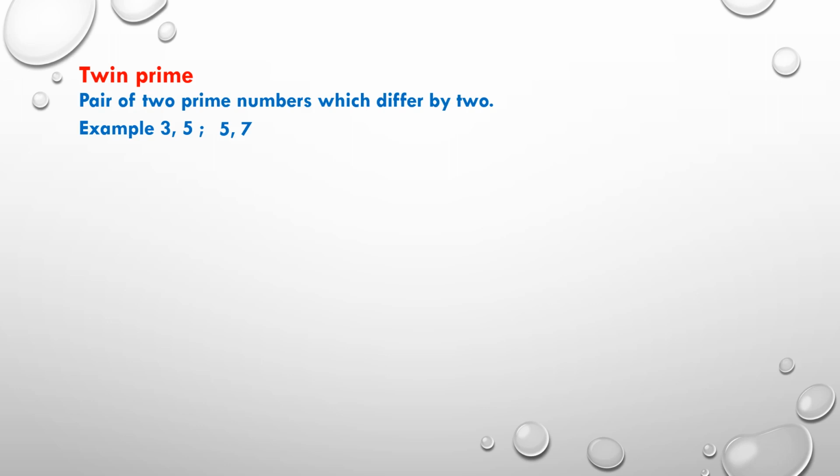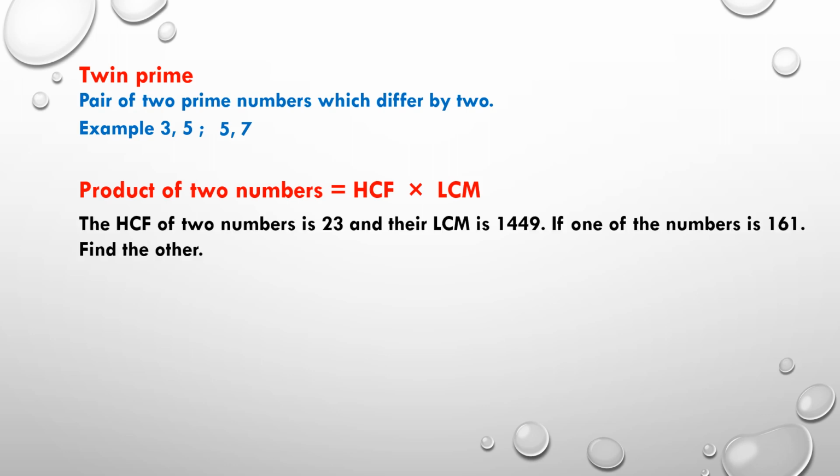Another important formula: the product of two numbers is equal to the product of their HCF and LCM. This formula is very important, where three things are given to me and I need to find one. For example, the HCF of two numbers is 23 and their LCM is 1449. HCF is given, LCM is given. If one of the numbers is 161, find the other. One number is also given, you need to find the other number.